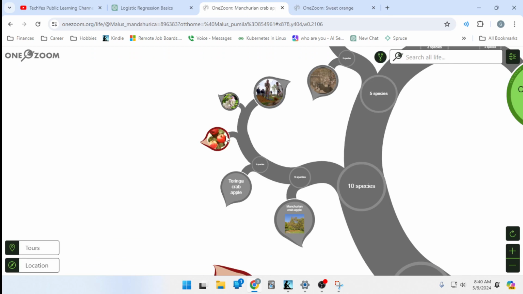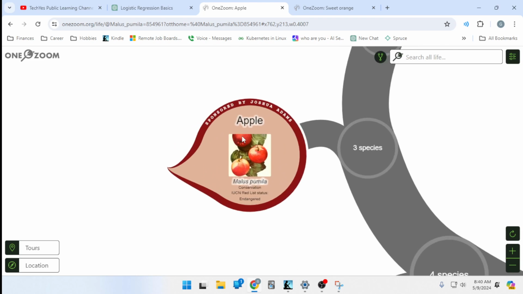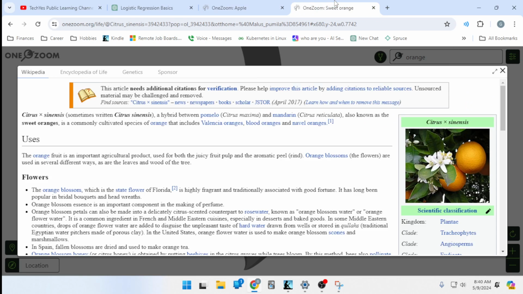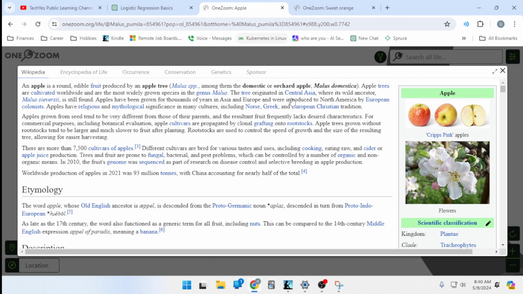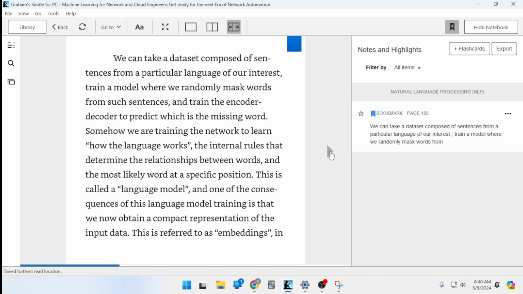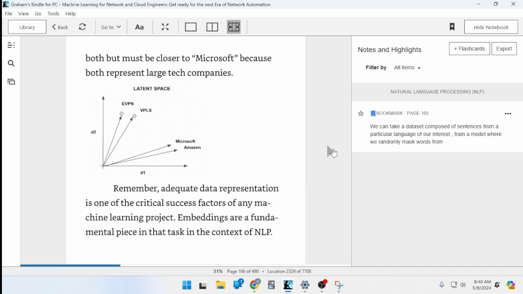We can open them up. This takes us to the Wikipedia page. So you can see this stuff is all mapped up. That would be a good way, I think, to train an AI model based on the evolutionary tree of the species.